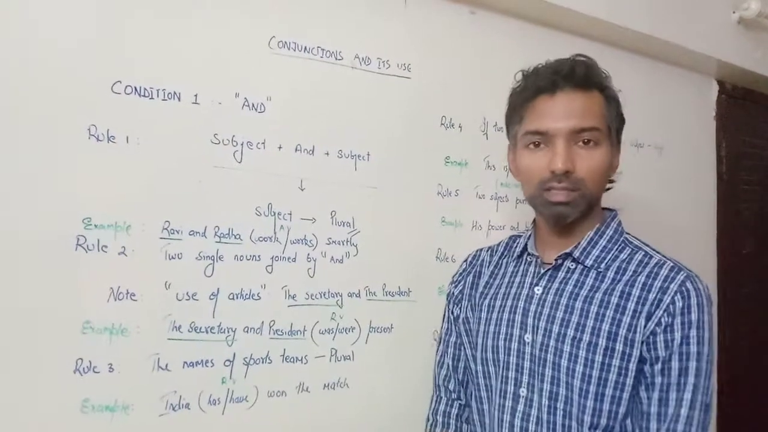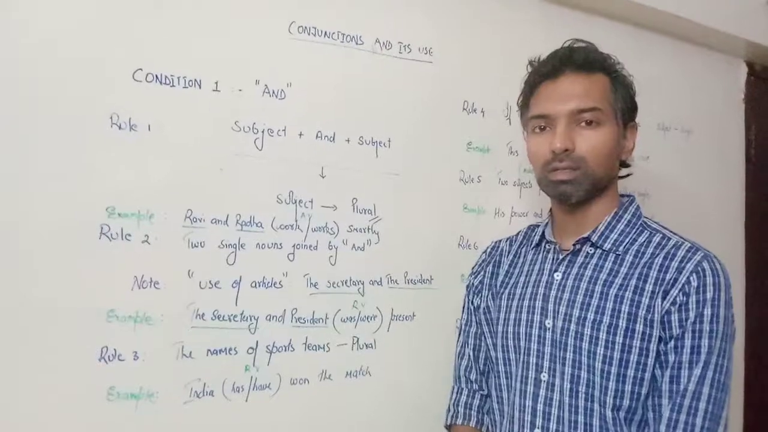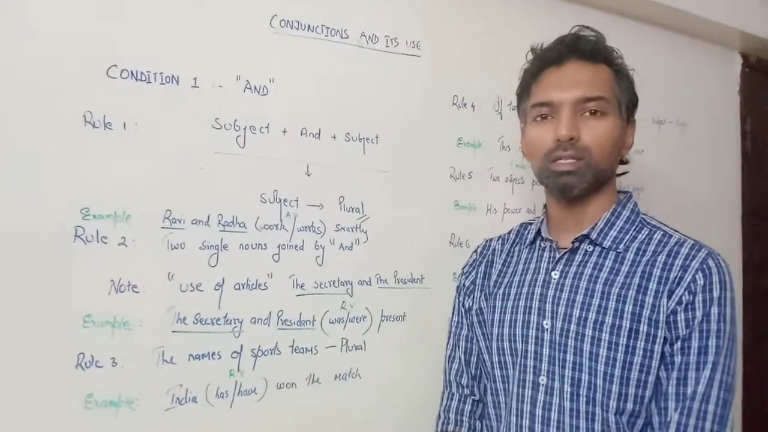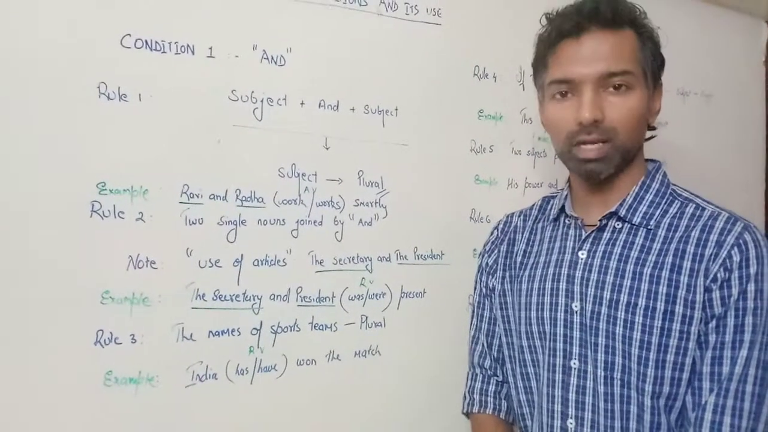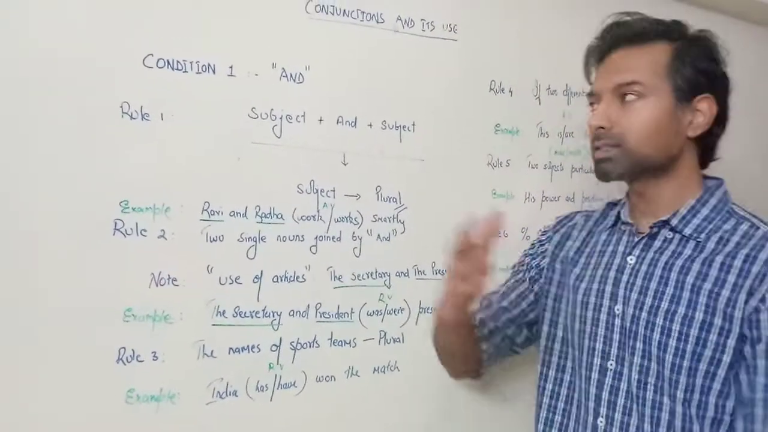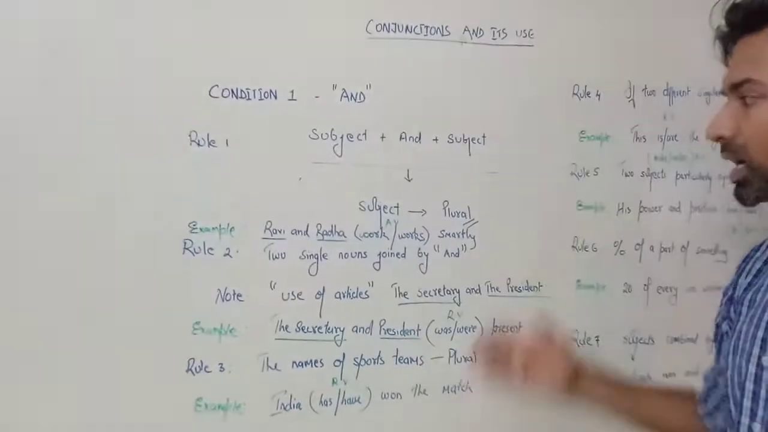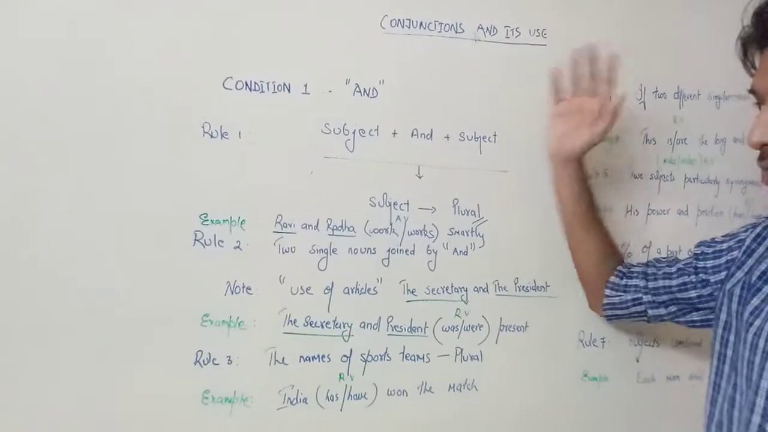Friends, to continue with it, if you remember, I told you about conjunctions. Out of the 8 parts of speech, conjunction is what we are going to understand, which will help to identify the nature of a subject. Let's begin with the conditions onto which we are going to work out. So, conjunction and specifically and its use.